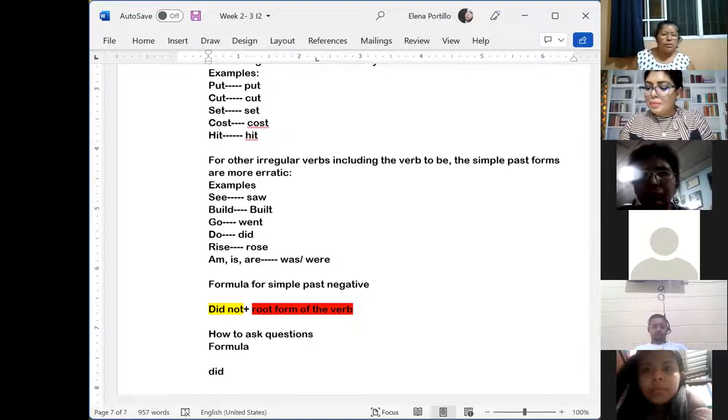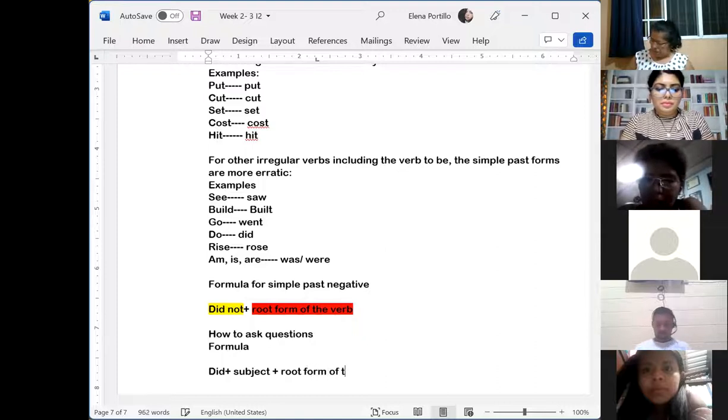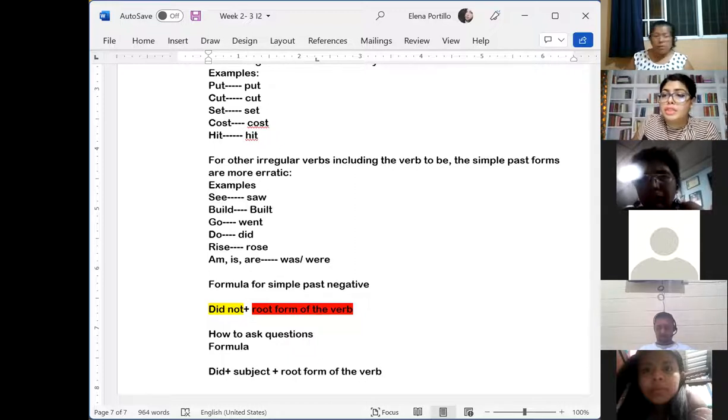Did plus the subject plus the root form of the verb. We already know that in the questions, we change the order of the words in a sentence. In a simple sentence, we have the subject plus the negative form or the auxiliary did not, plus the root form of the verb, plus the complement. In this case, we are going to change the auxiliary at the beginning of the sentence, and we have did plus the subject, plus the root form of the verb.